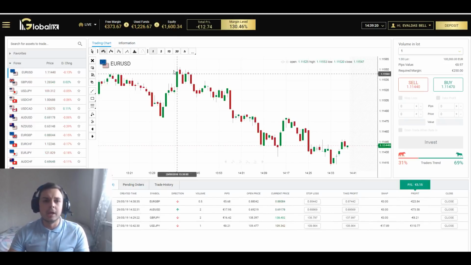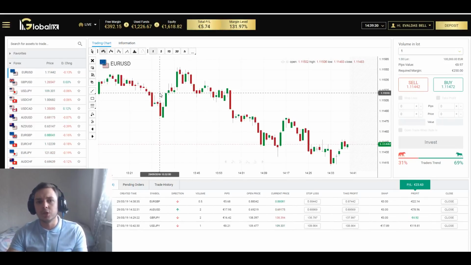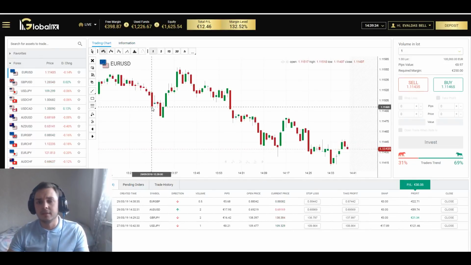So that's what you do, and always check your free margin, because if your margin level goes down to 0, it's gonna automatically close your trade. So you need to be careful about that. You never want your margin to reach 0 or something. So always keep it at a decent amount.